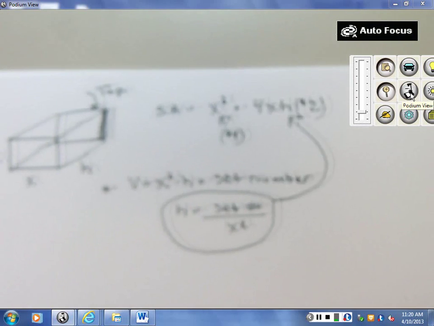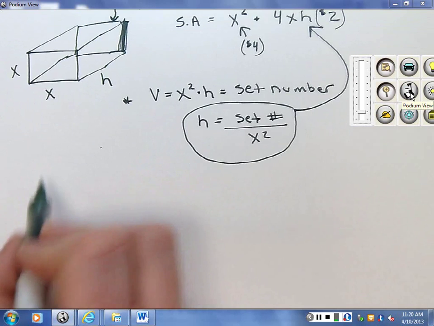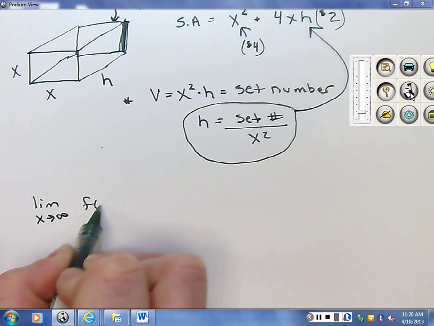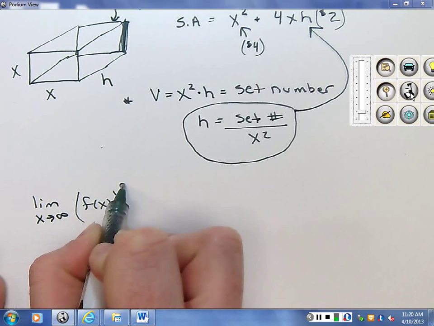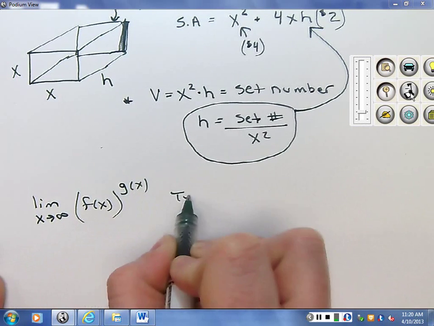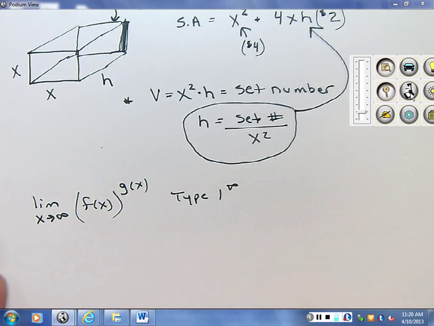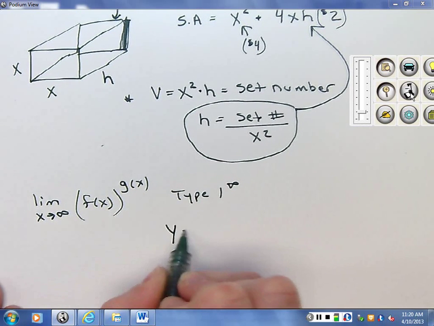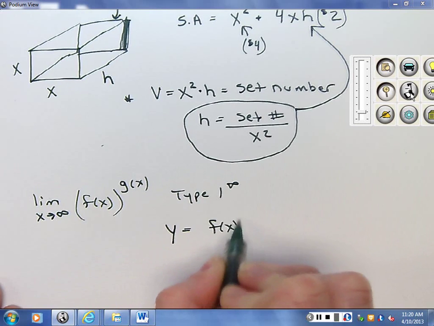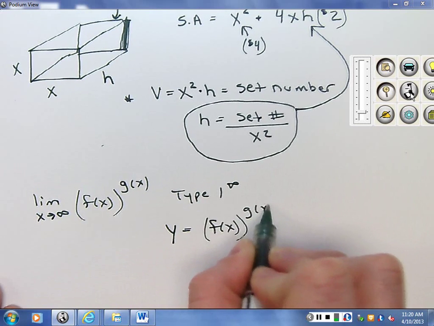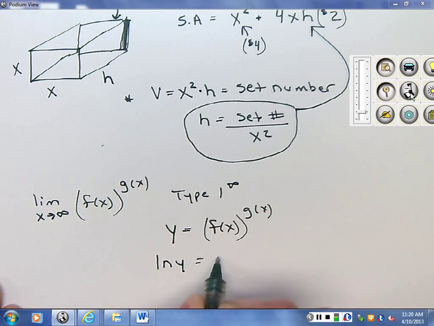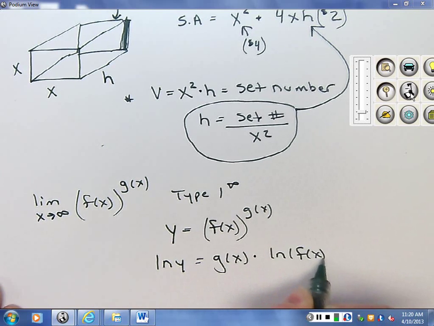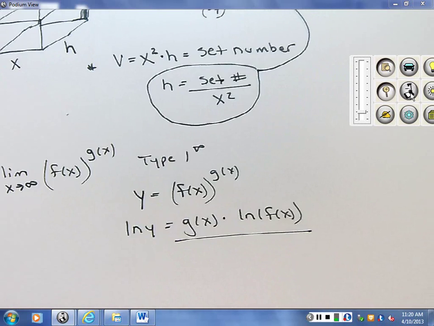So when I have the limit as x goes to infinity of f of x to the g of x, and let's say this is type 1 to the infinity, I really don't know what's going on there. So I can let y equal f of x to the g of x. And then I have ln of y is g of x times ln of f of x. So then in this case, I might have 0 times infinity.